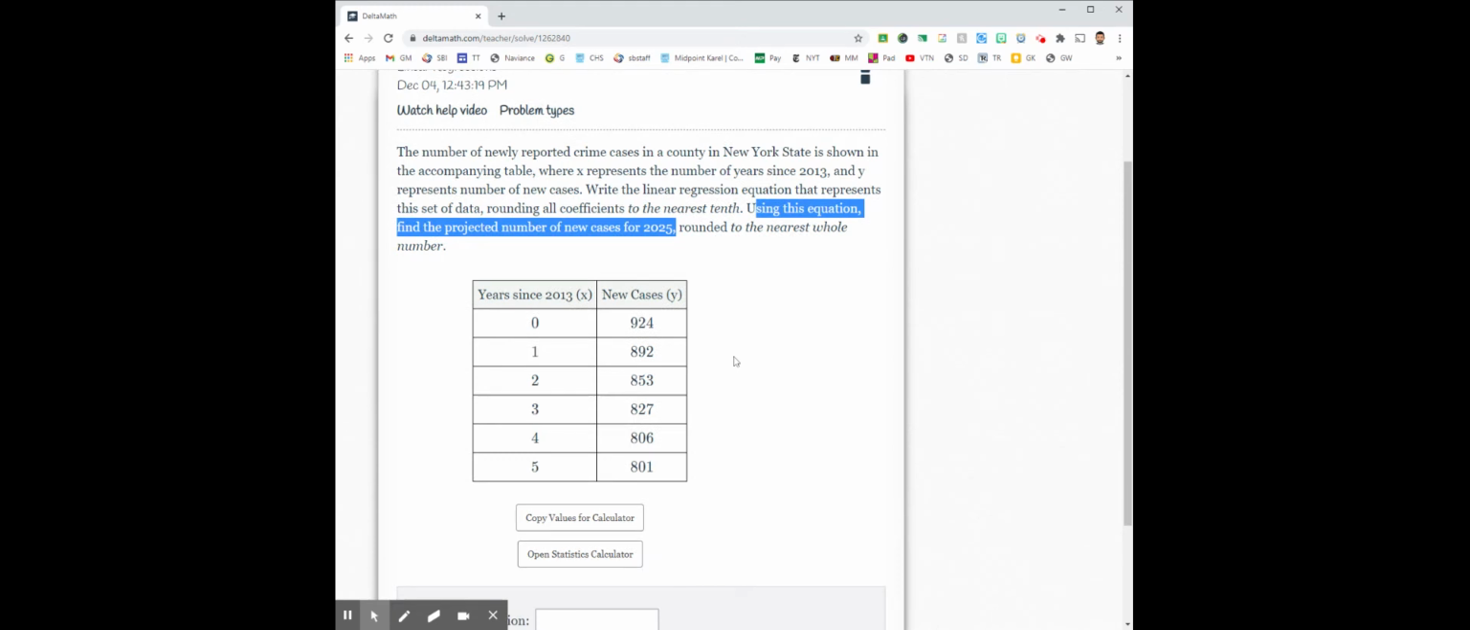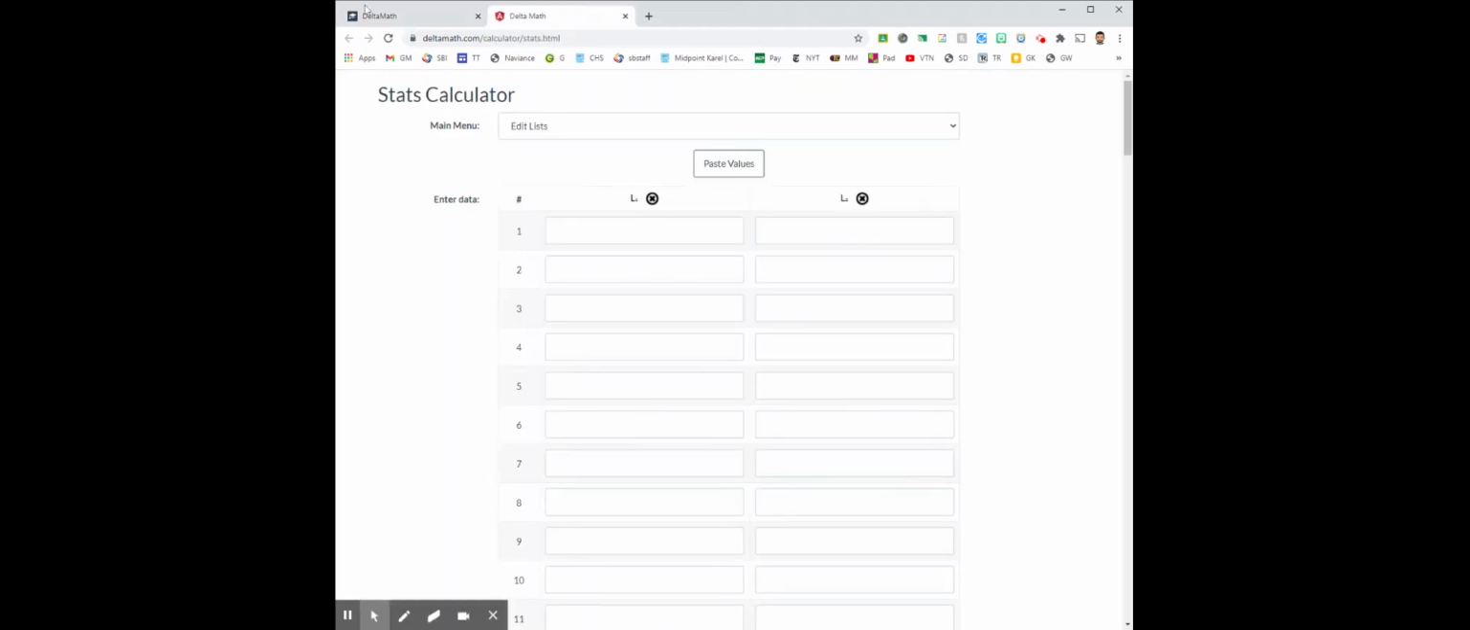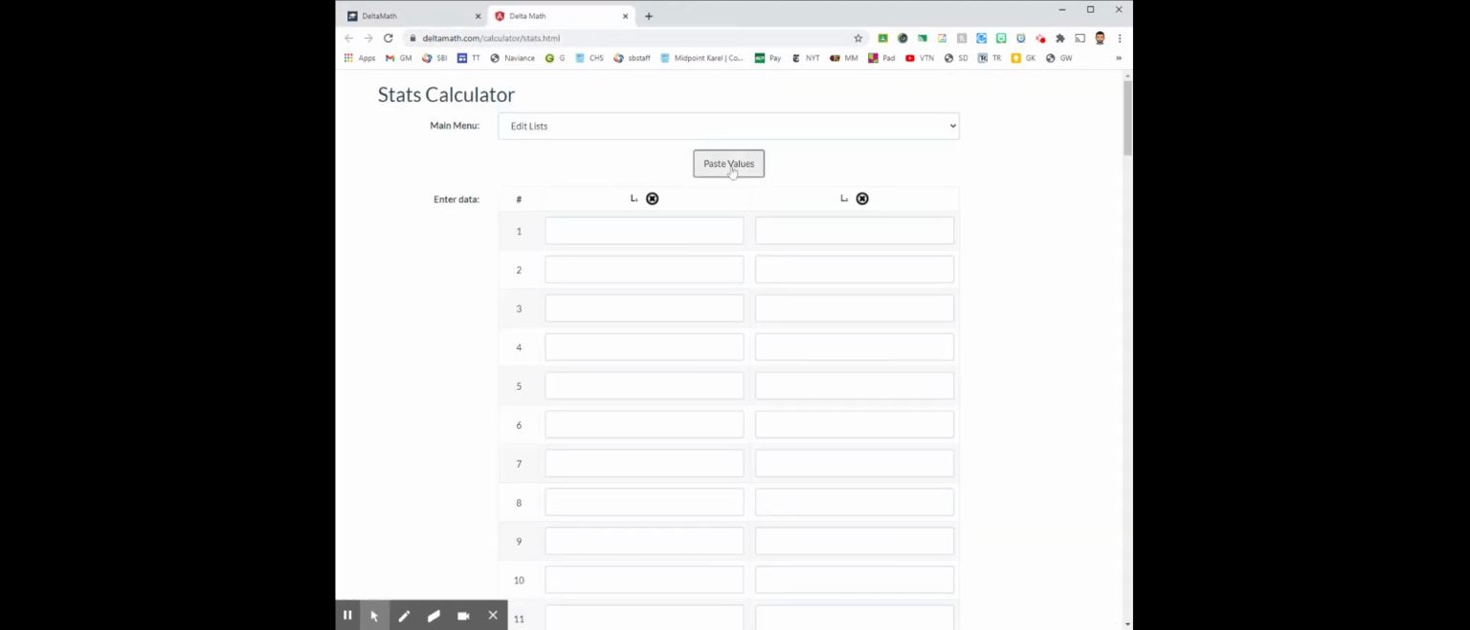So what we need to do is first, we're going to copy the values to our calculator. So we click this, copy the values to the calculator, and then it doesn't look like it does anything, but it's doing something. It's keeping the values in memory. Then I click Open Statistics Calculator. You'll see that the values that I have there are going to be the same. I can paste in the same values, 5801. And if I go back here, 5801.